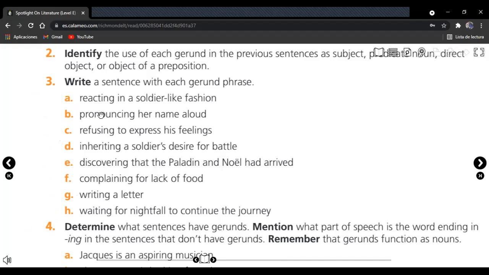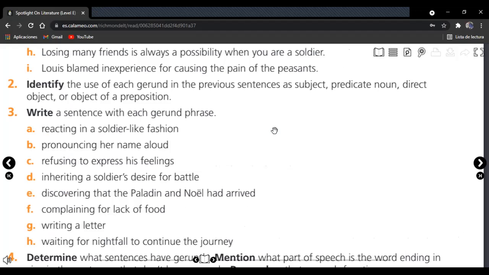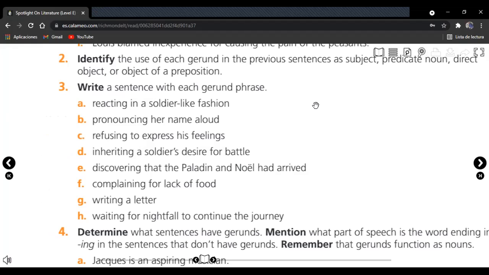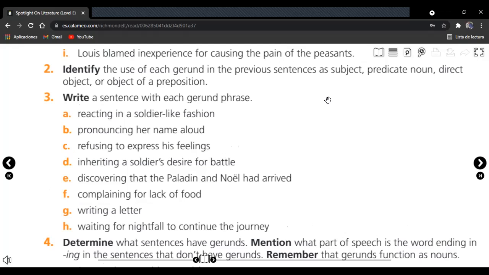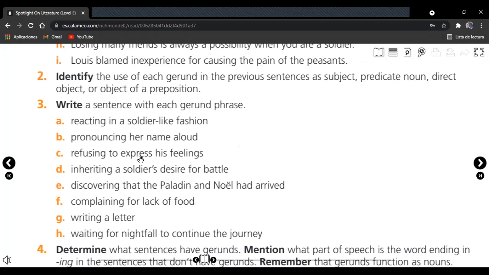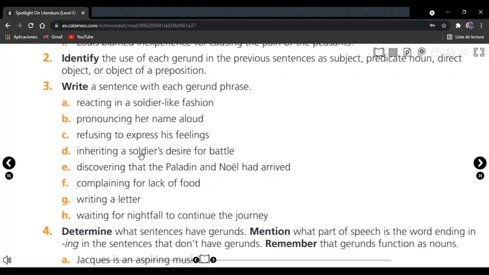You can use them as whatever you want, as a subject, as a predicate noun, or direct object. And you can also use them as an object of the preposition. So you have to create your own ideas with these prompts. Use them however you want. In 5 minutes, you can do that. 5 minutes.